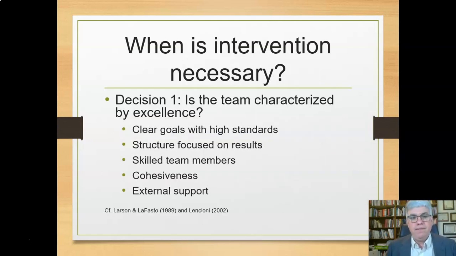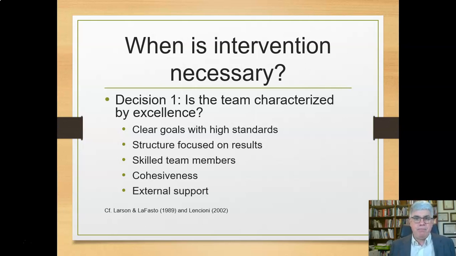So, when is intervention necessary? Now, the first decision to make is: is the team right now characterized by excellence? There are different standards and different models that you can use to describe the excellent team. But generally, there are similarities. Does the team have clear goals with high standards? Is it bringing out the best of people to get done what needs to be done? Does it have a structure that's focused on results, that's ensuring that they're doing what needs to get done?